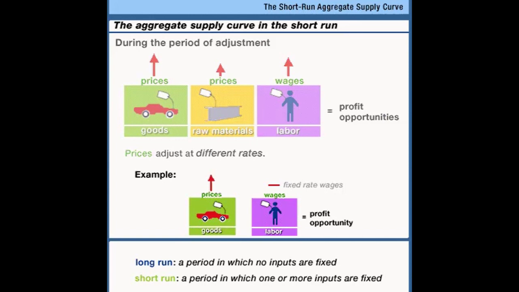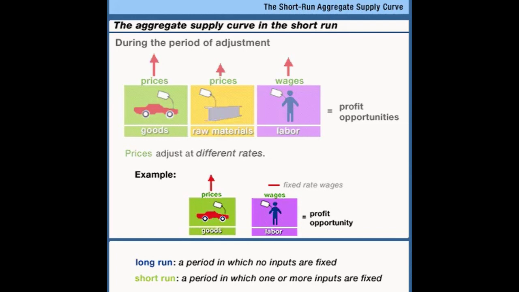Or what if raw materials prices were fixed by law or by some kind of agreement? Or what if the price of airline tickets rose relative to the price of automobile rides in the short run? People would do substitution, the way we describe in microeconomics. What I'm going to do now is use this insight that prices adjusting at different rates creates opportunity for profit. I'm going to use that insight to derive the short-run aggregate supply curve.